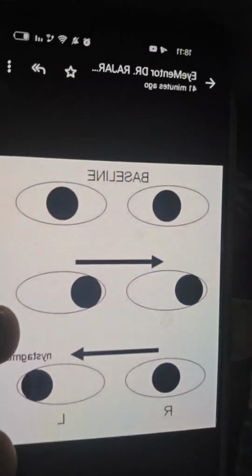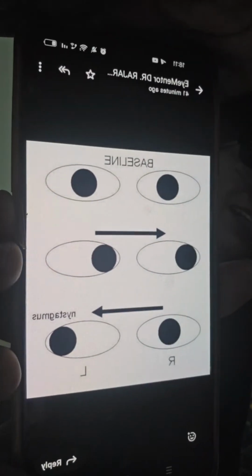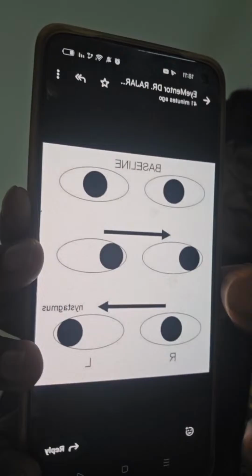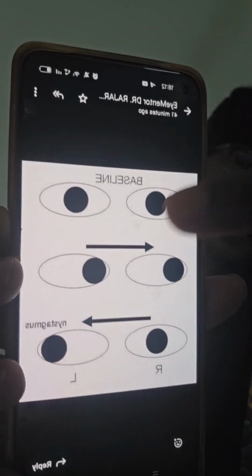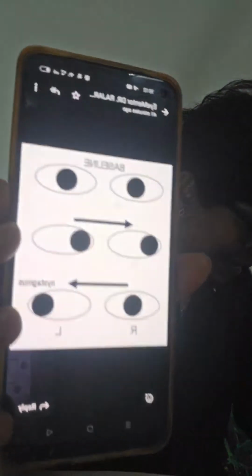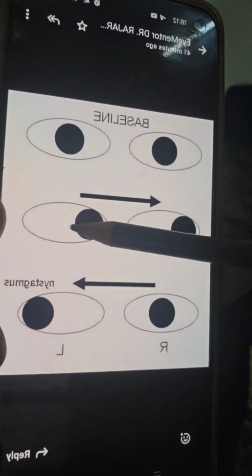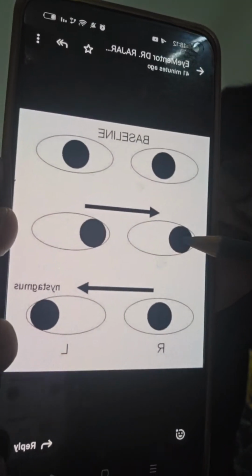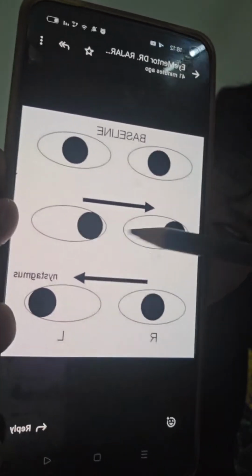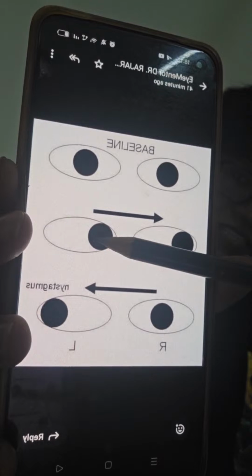Okay, let's go to this image, the examiner's favorite, right from my All India days till now. This is your baseline. Baseline means primary gaze, both eyes looking straight. Now look at the middle image. The patient is looking to the left. The left eye is abducting well, the right eye is adducting well.